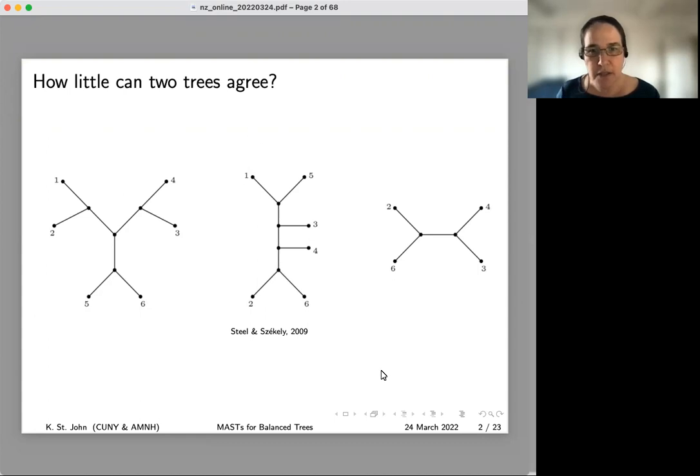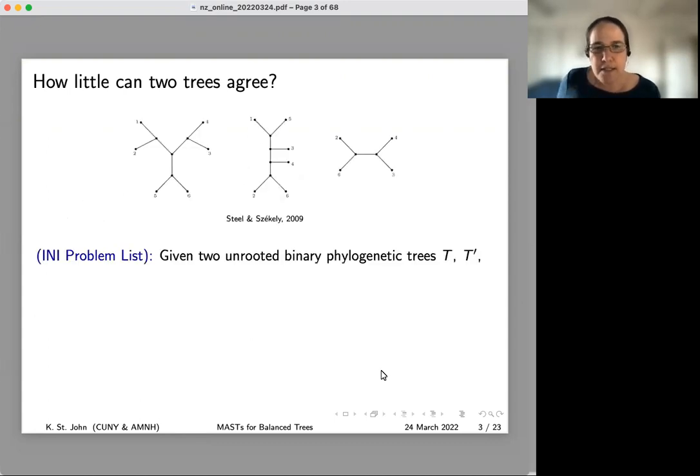There's a whole series of interesting questions based on this idea of the agreement subtree and the maximum agreement subtree. And from the Isaac Newton Institute problem list, from the Isaac Newton semester, which I think was 2006, 2007. Does that sound right? Yeah, okay.